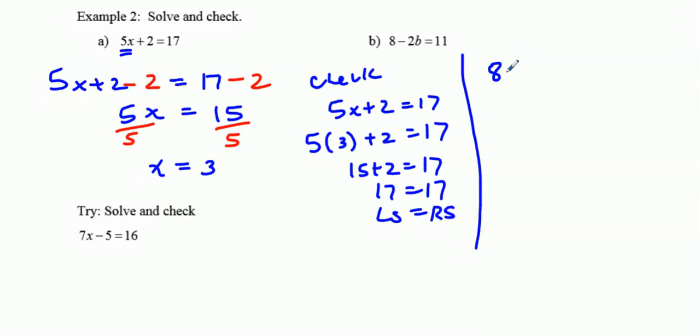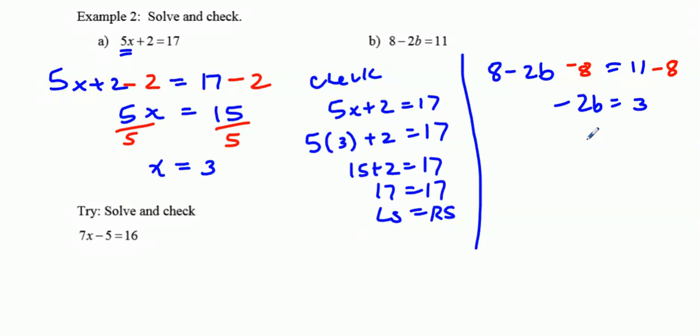So this is going to be 8 minus 2b, and I'll put the minus 8 here, equals 11, and then minus 8 again. So I'm getting rid of the positive 8 on this side by subtracting 8. Okay? I know that one might be a little tricky. So 8 minus 8 is 0, and I'm left with minus 2b. And over here I'm left with 3.